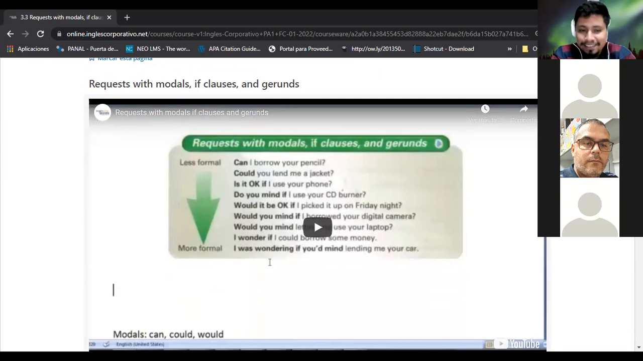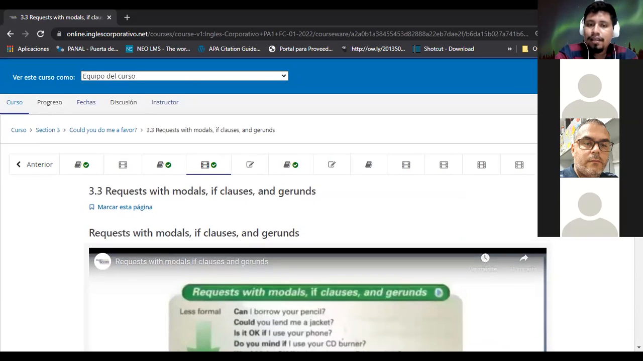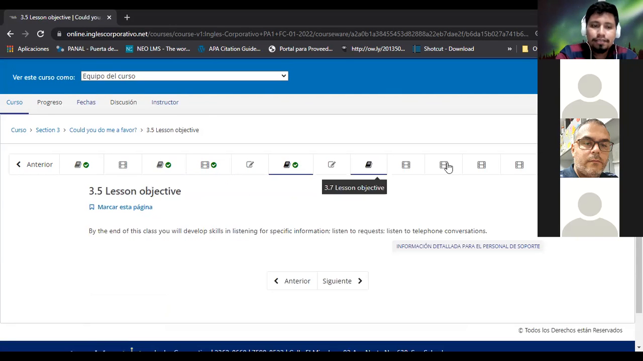I will switch to English. So we're discussing these expressions from the less formal to the more formal. And now, in the next lesson, the aim of this lesson is that at the end of this class, you will develop skills in listening for specific information. Listen to requests, listen to telephone conversation. That's the purpose of it.